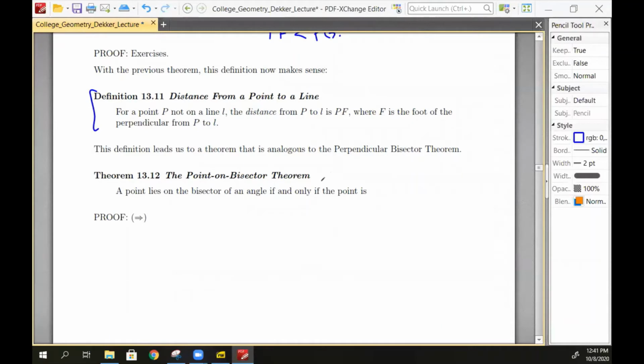Okay, so one more theorem for us to take a look at. A point lies on the bisector of an angle if and only if the point is equidistant from both sides of the angle.